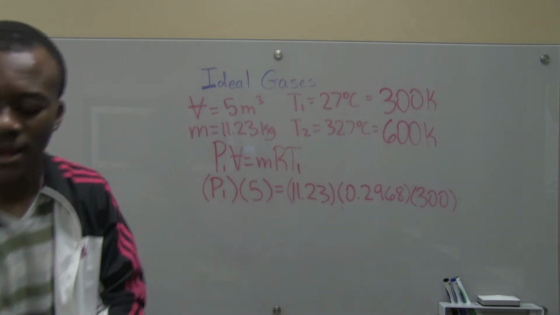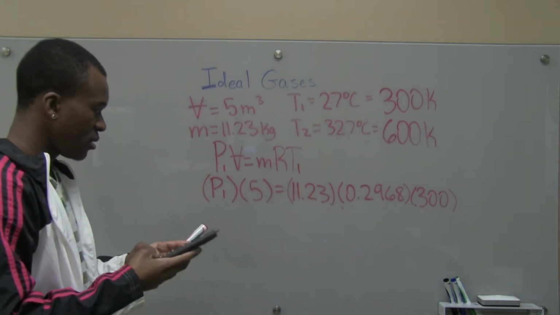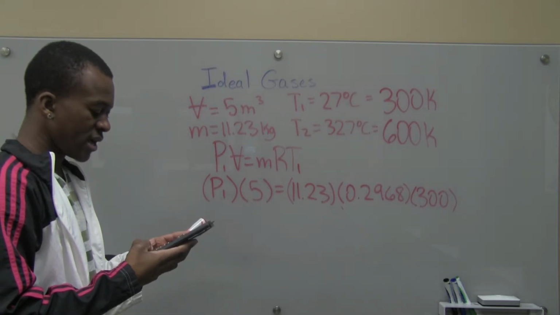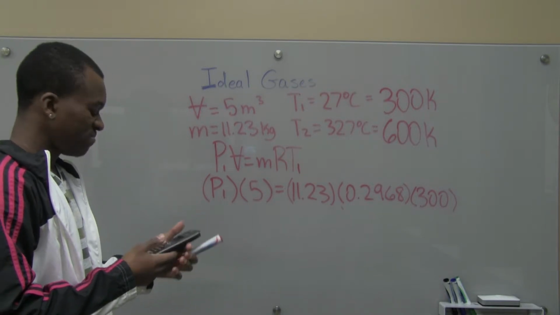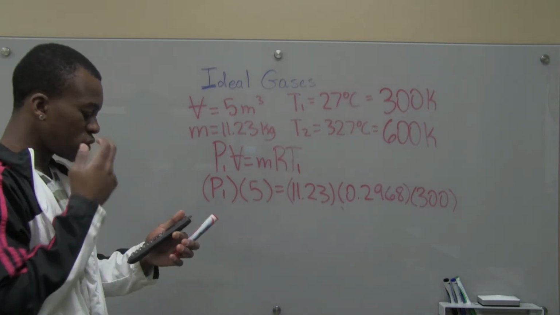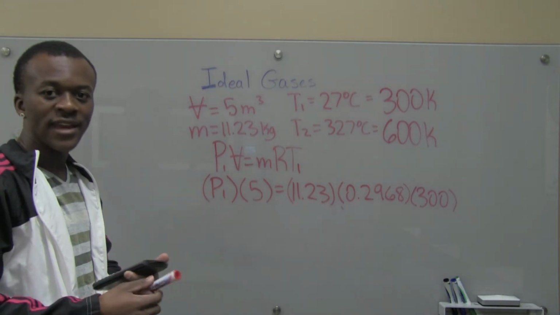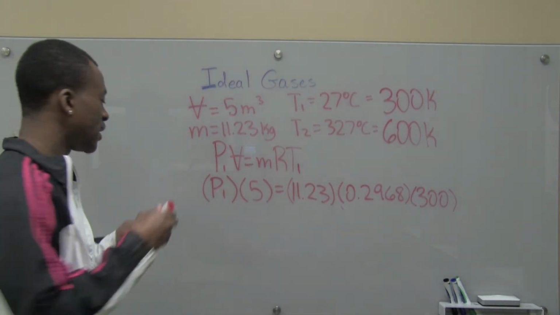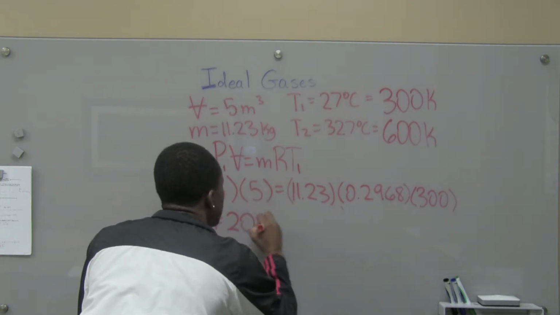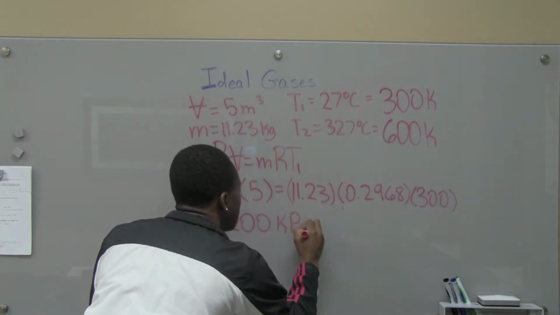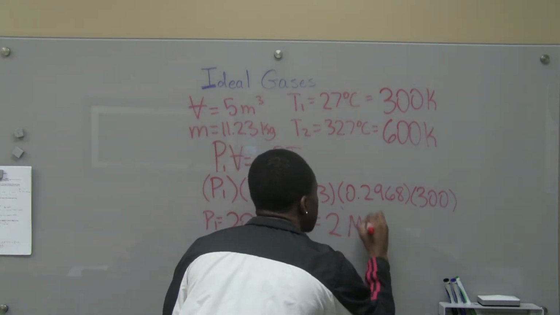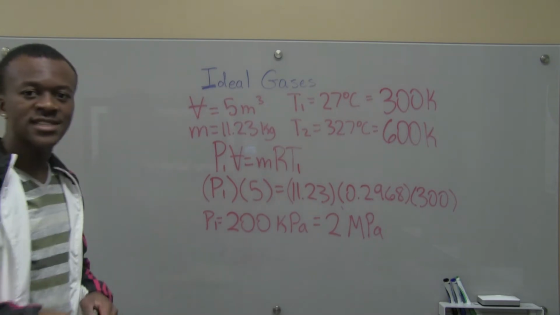Now, when we multiply this through and divide through also, we get 199.98 kilopascals, right? And we can just round that to 200 kilopascals, right? So P1 equals 200 kilopascals, right? And you can also say that this P1 is equal to 2 megapascals, right? So I mean it's pretty simple, right?